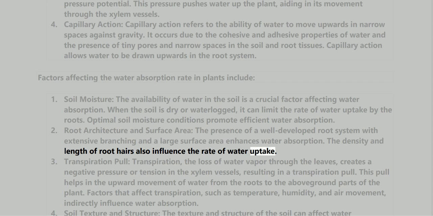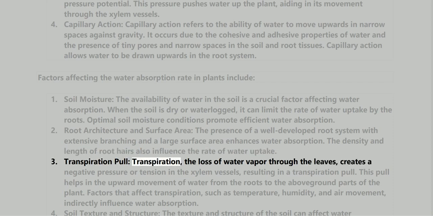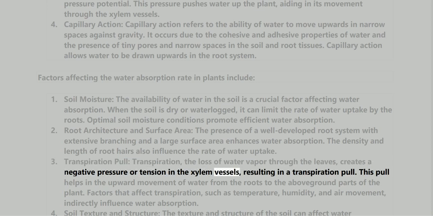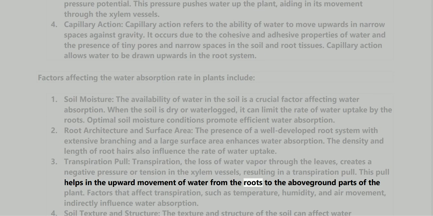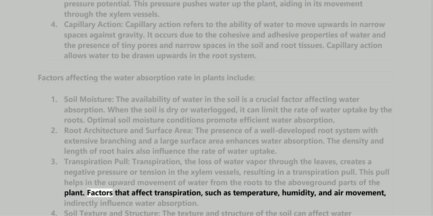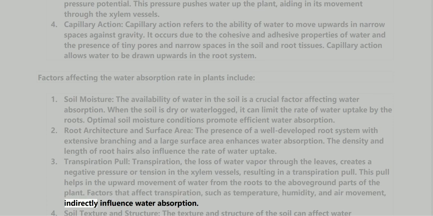3. Transpiration pull. Transpiration, the loss of water vapor through the leaves, creates a negative pressure or tension in the xylem vessels, resulting in a transpiration pull. This pull helps in the upward movement of water from the roots to the above ground parts of the plant. Factors that affect transpiration, such as temperature, humidity, and air movement, indirectly influence water absorption.